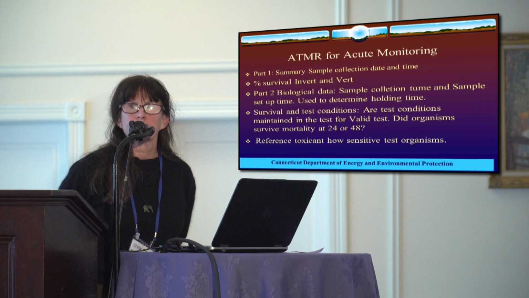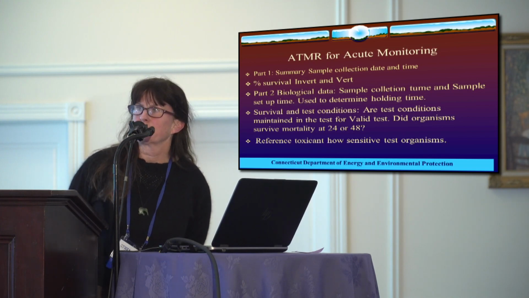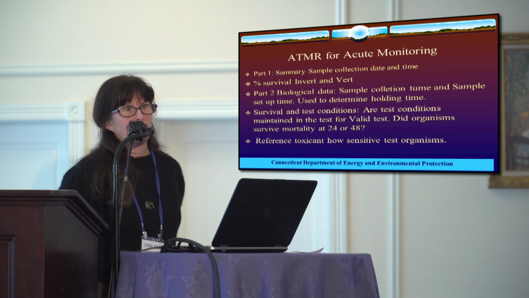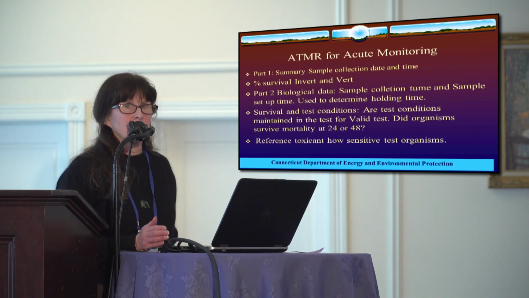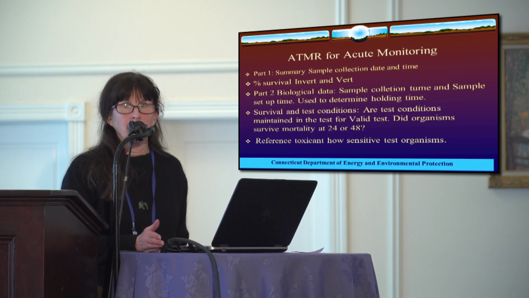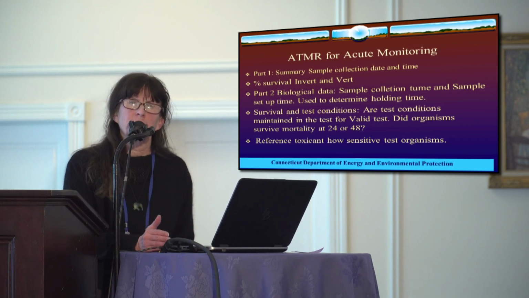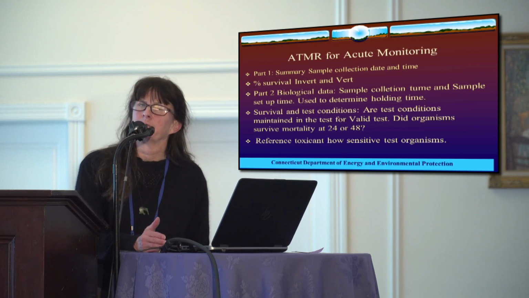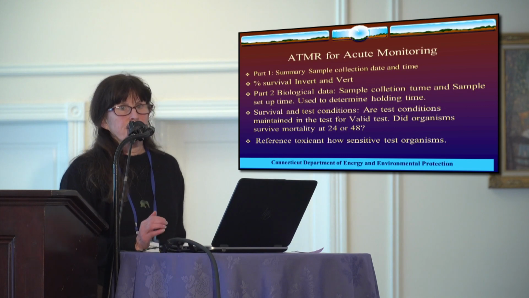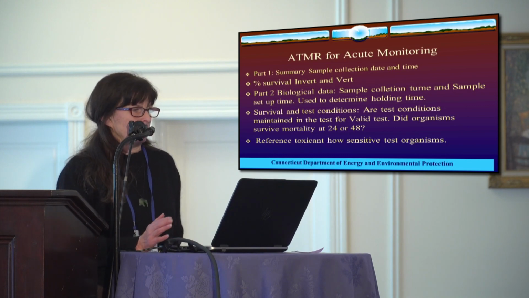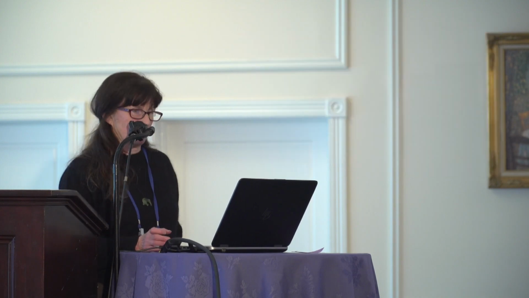For acute monitoring, which is what you do most of the time, we have an ATMR form that we ask you to submit, and every once in a while we find we're missing a few, so we end up back. And there's a part 1 to it, which is a summary of the sample collection time and the results, and you sign your life on it. Then there's the part 2, which is from the biology lab. So it's the part that Kim's lab would fill out, the number of organisms surviving, the test conditions. And then there's part 3 saying, okay, what was the chemistry like for that test?